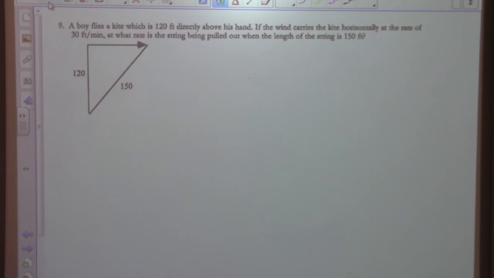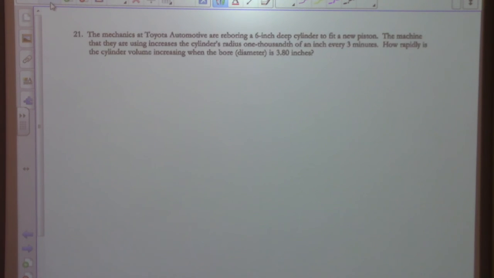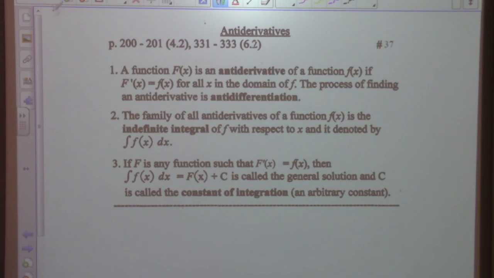antidifferentiation, the next section, antiderivatives. Okay, 37. A function big F of x, and here we're talking about a little bit different notation. A function big F of x is an antiderivative of function little f if F prime of x equals little f of x for all x in the domain of f.